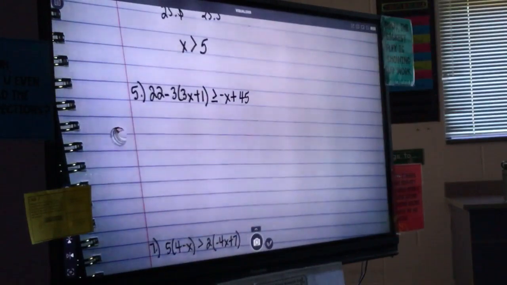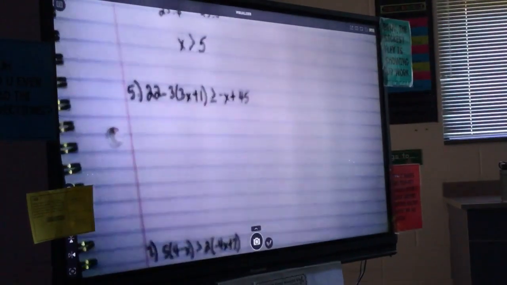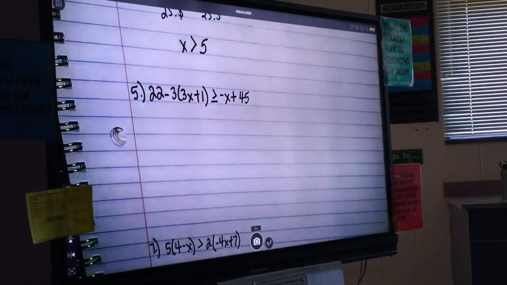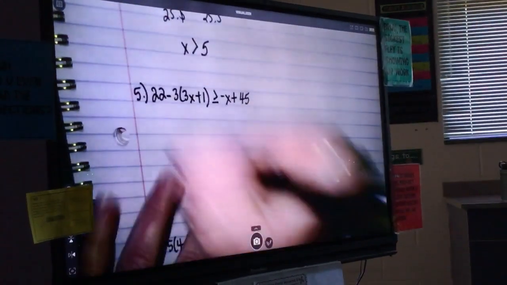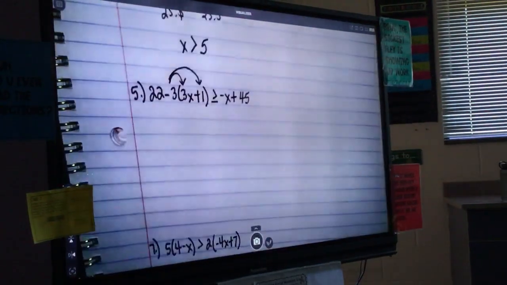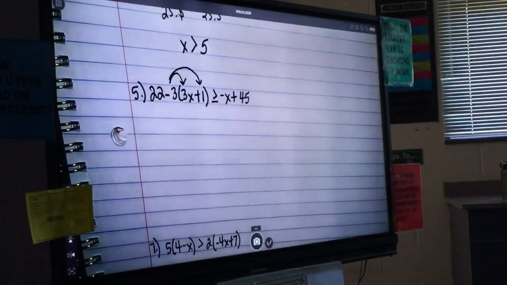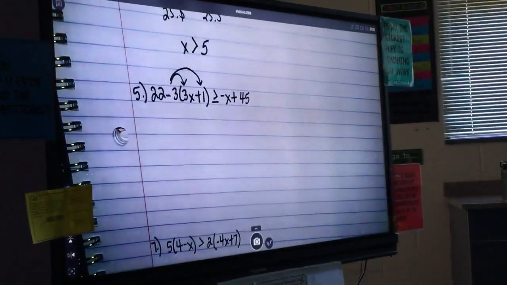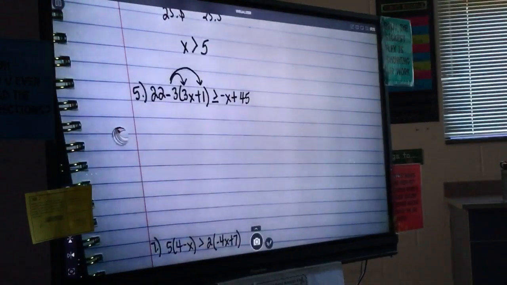Now, looking at the next one, what do you have to do before you start? Nevaeh. And is that a +3 or a -3? It is a -3. Carry that -3 through your distribution. Stand up when you have this first line done. Don't be erasing anything.